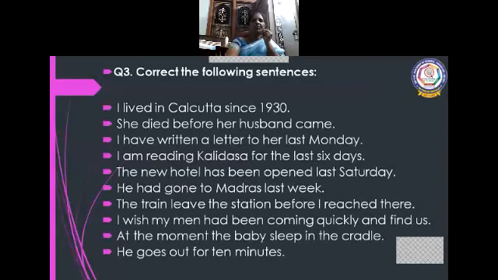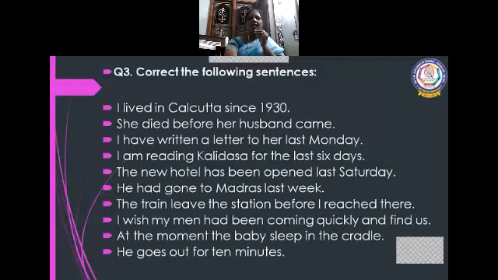Okay, correct the following. So it is an error. Did you enjoy it, children? Yes. I lived in Calcutta since 1930. So I had been living in Calcutta since 1930. She died before her husband came. She had died before her husband came. I have written a letter to her last Monday. So last Monday will not come with that tense. I wrote a letter to her last Monday.